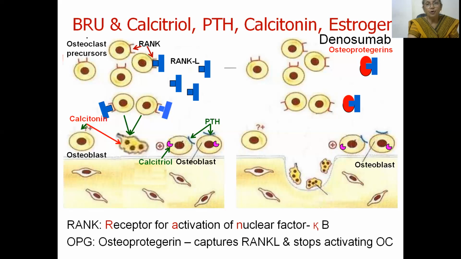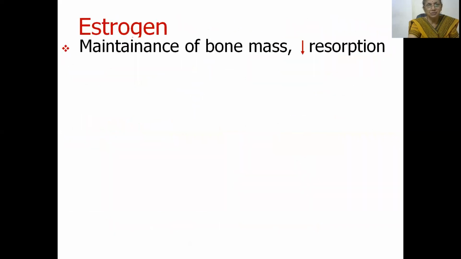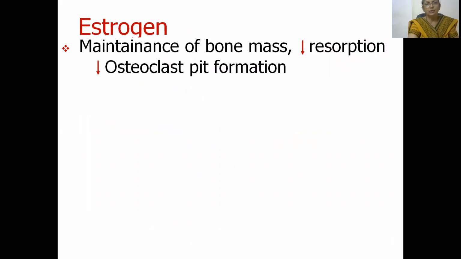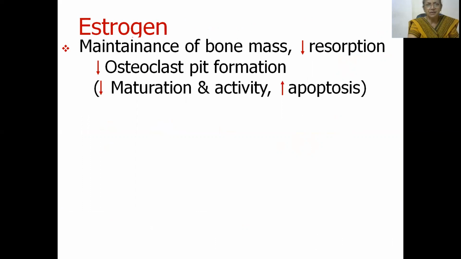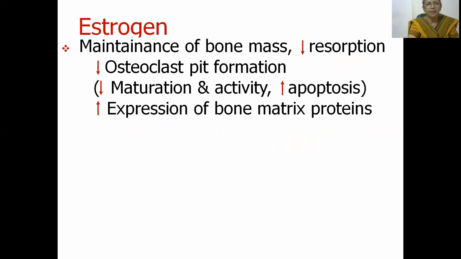What is this fourth hormone supposed to be doing? Estrogen. It also maintains bone mass, inhibits resorption by inhibiting the osteoclast pit formation by osteoclasts. How? By interfering with the maturation and the activity of mature osteoclasts and increasing the rate of their death. That is, programmed cell death is happening faster. That is increased apoptosis. It also increases the expression of genes coding for bone matrix proteins.